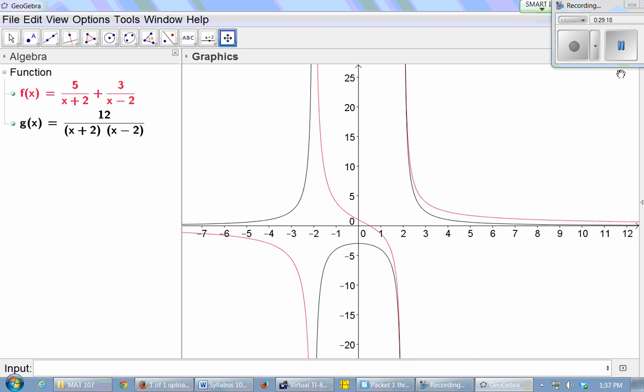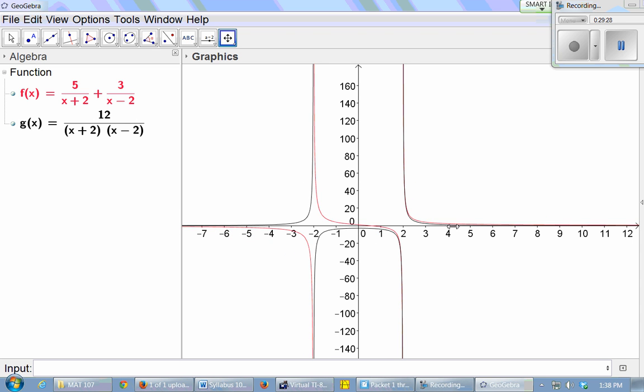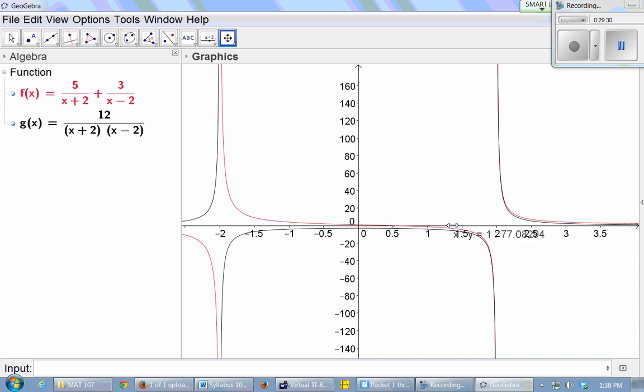Crazy. Down here, they're getting really close together, but they never cross. Yeah, so you might be interested to say, do they ever cross? So like maybe I would zoom in on that area.